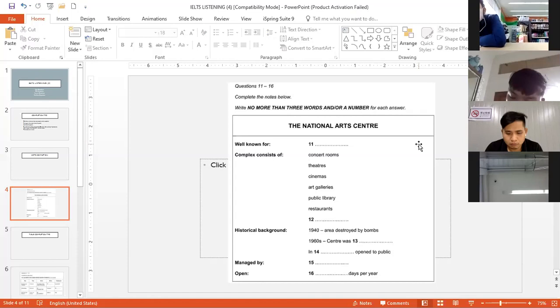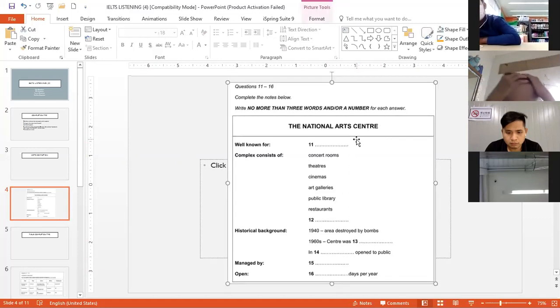So there are 6 questions, 11 to 16. First thing first, how many words can you complete in each blank? No more than 3 words and or a number. So you can choose to put a number if it is necessary. So the first one, 11. What should be the word? What part of speech is it? Should be a noun. Noun, okay. Number 12.